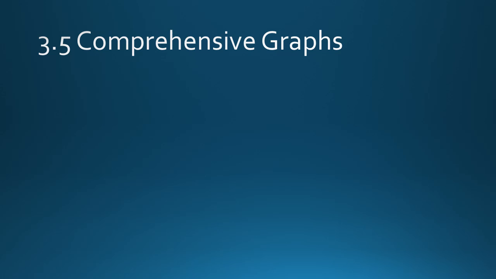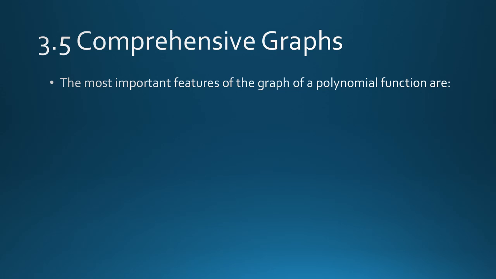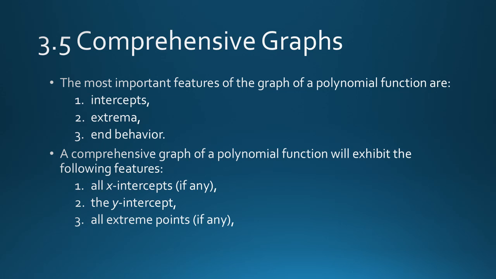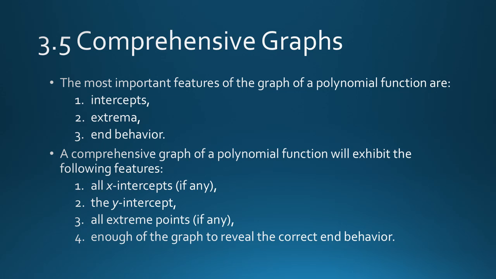Okay, we've talked about comprehensive graphs before, and we've said that they are the ones that show the most important features of a graph. And for a polynomial, it's going to be the intercepts, the extrema, the end behavior. Those are the most important features, and you need to have a graph that will show all of them. So all x-intercepts and the y-intercept, any extreme points, and enough of the graph to reveal the correct end behavior. So make sure we're seeing enough where we know there aren't any more turning points. The graph is going to continue going up or going down as it's doing in the window that we see.